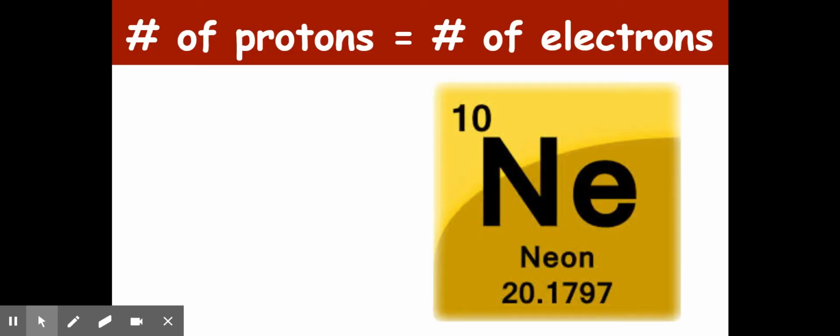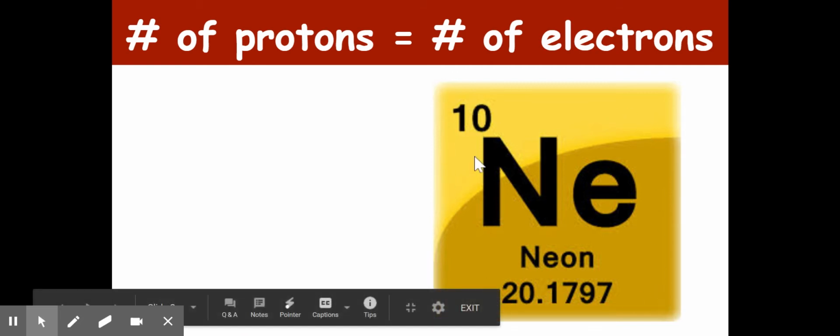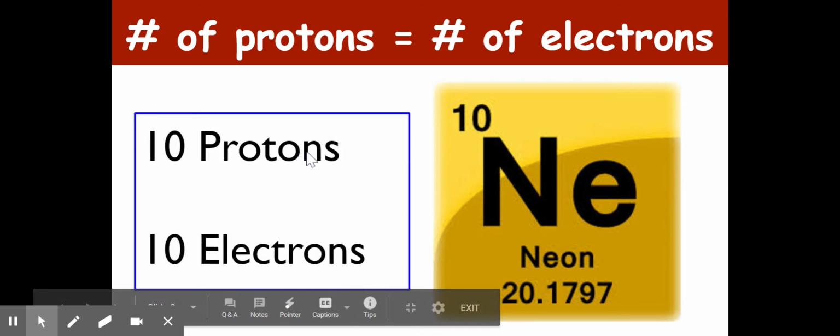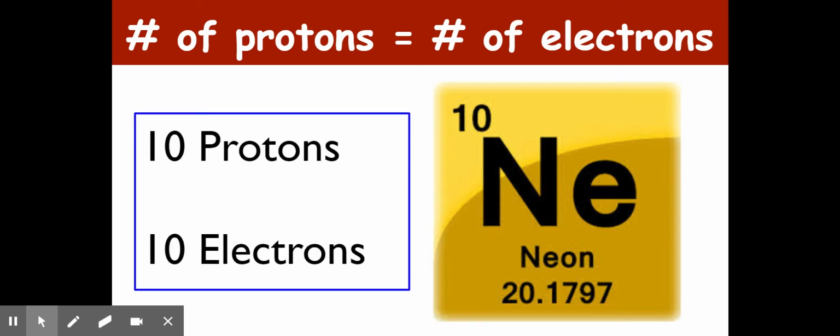If you still remember, we said the number of protons is equal to the number of electrons for any neutral atom. When an element is neutral, with no charge, it has the same number of protons and electrons. As we know, the whole number in the symbol in the periodic table means the number of protons. For neon, this number 10 means it contains 10 protons. It also tells us it has 10 electrons.